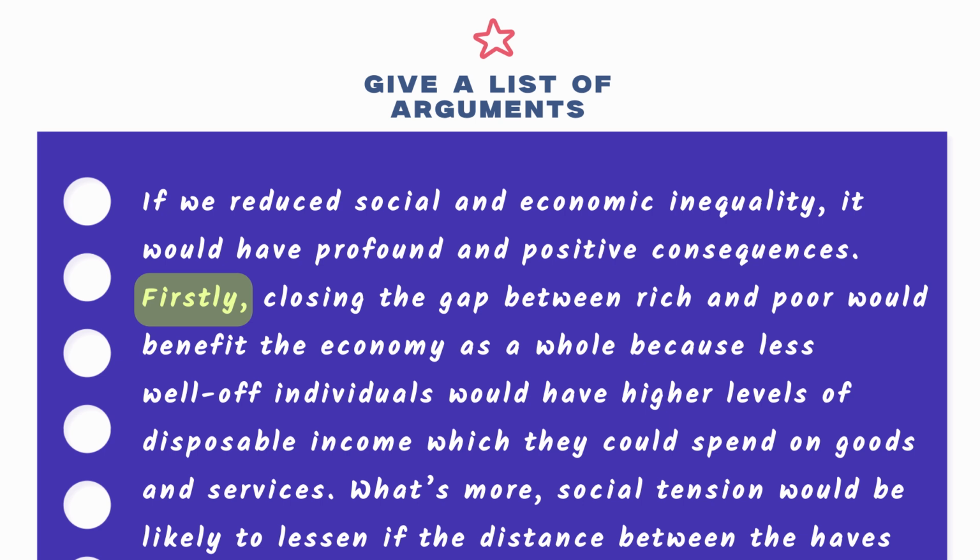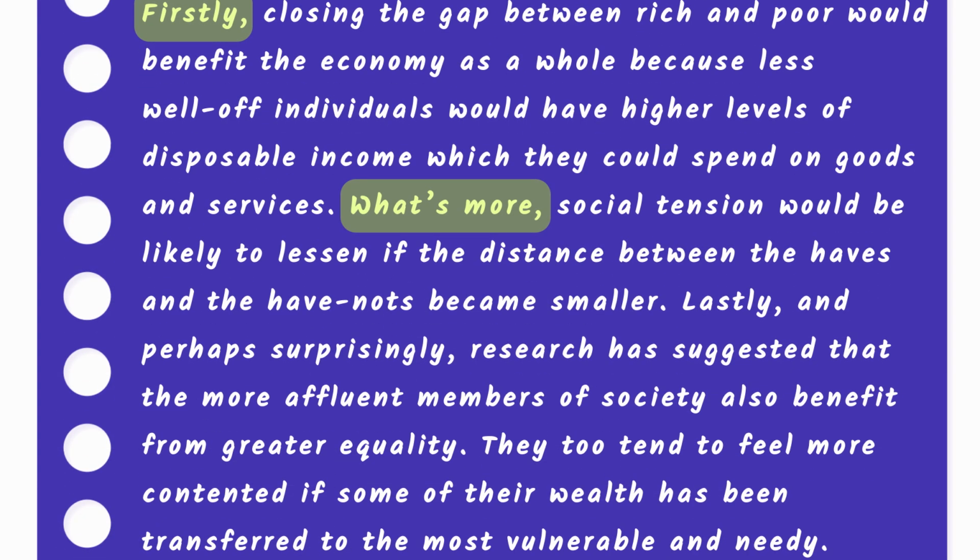So I start with the first one, and my linking word here is firstly. Firstly, closing the gap between rich and poor would benefit the economy as a whole because less well-off individuals would have higher levels of disposable income, which they could spend on goods and services. What's more, so this is the second argument, social tension would be likely to lessen if the distance between the haves and the have-nots became smaller.